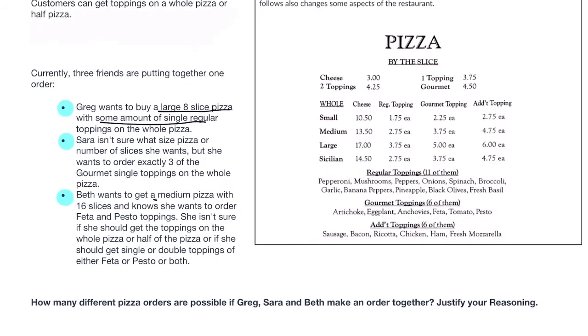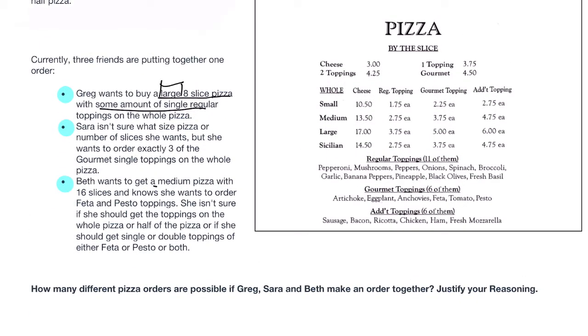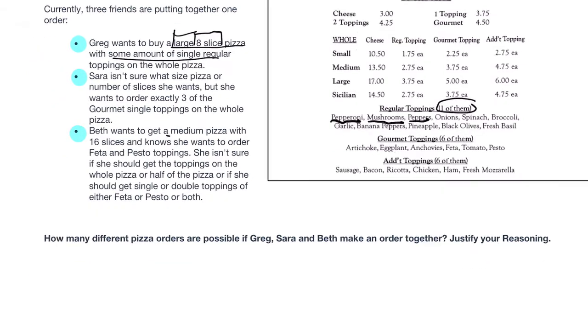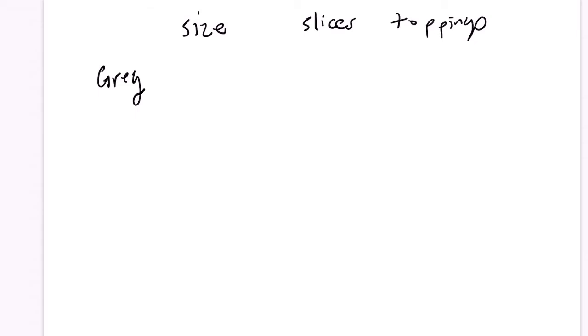For Greg, he knows he wants a large, so there's only one possibility. 8 slices, only one possibility. Some amount of single regular toppings. Well, there's 11 of them. For each topping, you can say yes or no. Yes or no to broccoli, pepperoni, mushrooms, peppers, and so on. That's 2 choices per topping, so 2 choices 11 times. So there's 2 to the 11th possibilities there. And then one type of slice, which is 8 slices, and one type of size, which is large. That takes care of Greg.